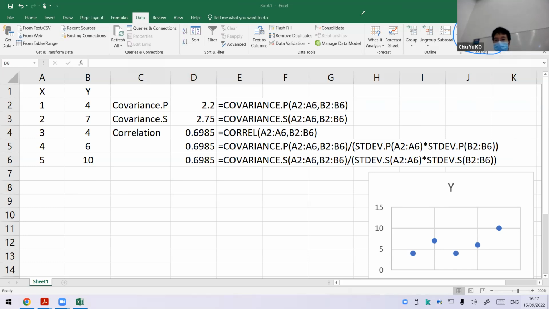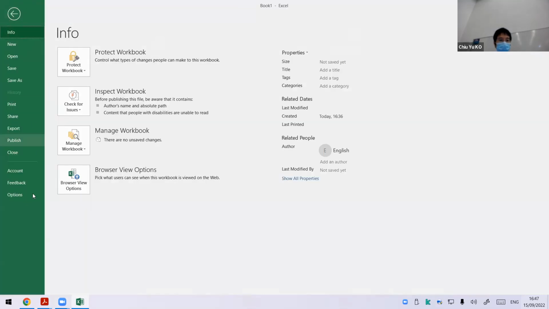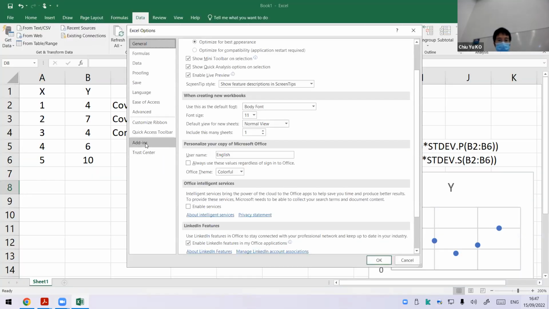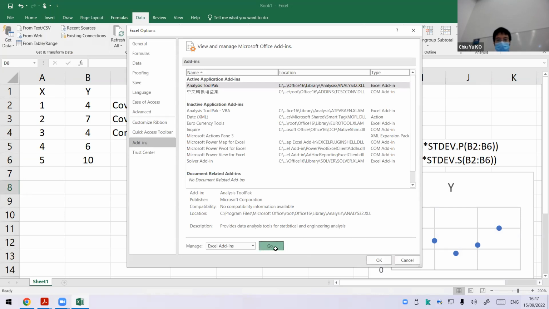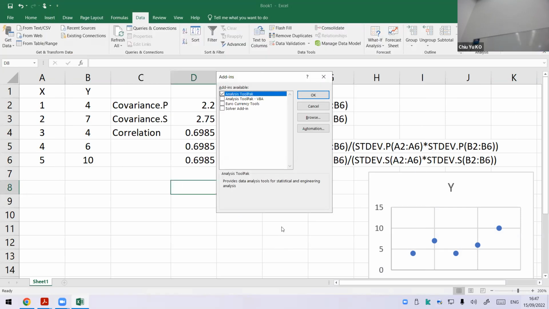Let me do it again to make sure that everyone knows what I'm doing. So go to File, Options, Add-ins, Go. And there's something called NS2 pack. Then you have to make sure that there's a tick here. Just try to click, unclick until you get it. Is that okay?